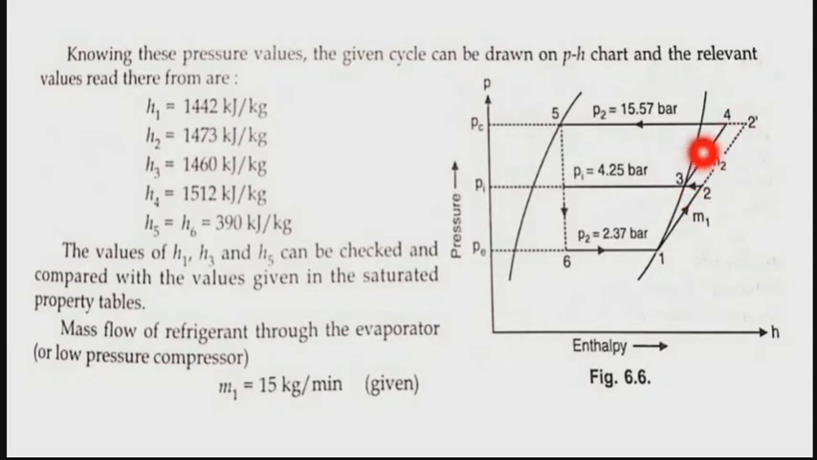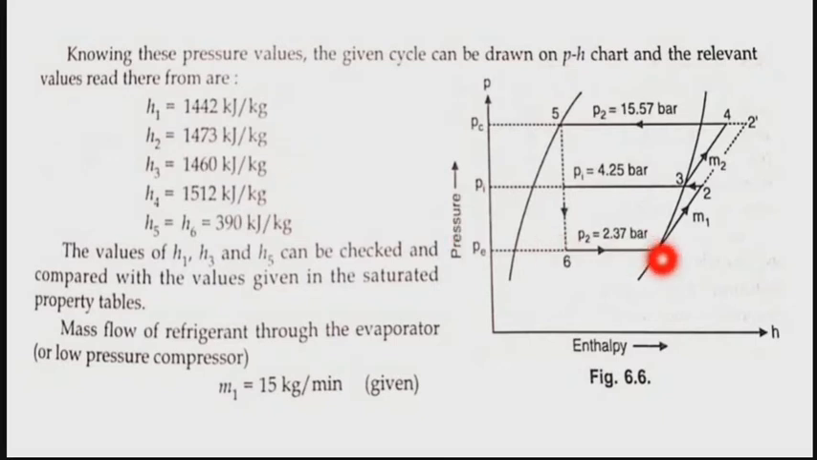The second compressor takes it from 3 to 4, where it is compressed again to the pressure of 15.57 bar. It then passes through the condenser and reaches the fifth state, and from the fifth state it reaches the expansion device, going from 5 to 6. The values corresponding to H1, H2, H3, H4, H5 and H6, all these values you can collect from the pH chart.